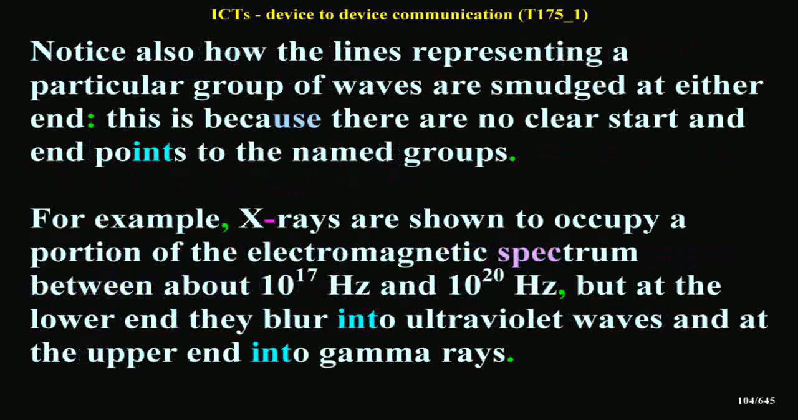This is because there are no clear start and end points to the named groups. For example, X-rays are shown to occupy a portion of the electromagnetic spectrum between about 10^17 Hz and 10^20 Hz, but at the lower end they blur into ultraviolet waves and at the upper end into gamma rays.